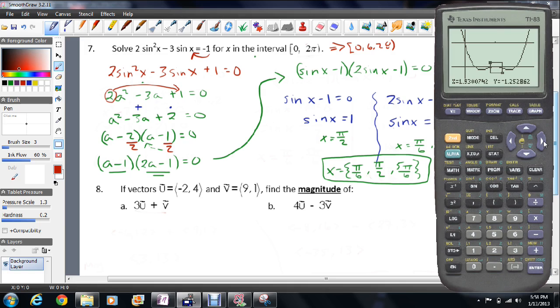I'm going to zoom in right where it looks like it's intersecting. Hit enter. Okay, we can definitely see that it appears to intersect, so let's try one more time. Second calc, option 5. I want to get it as close as I can to the intersection. Hit enter again, and I'm going to guess now. Hopefully it's there.